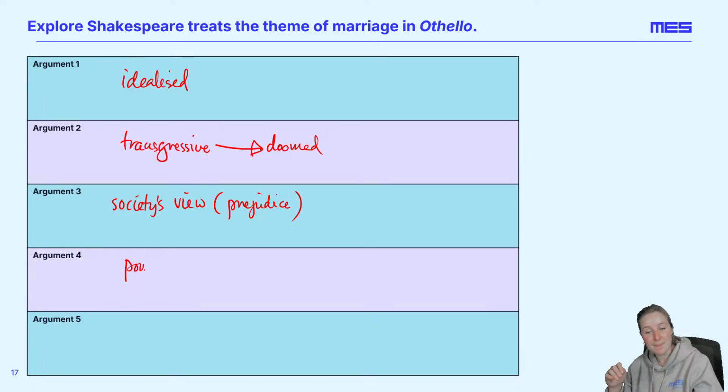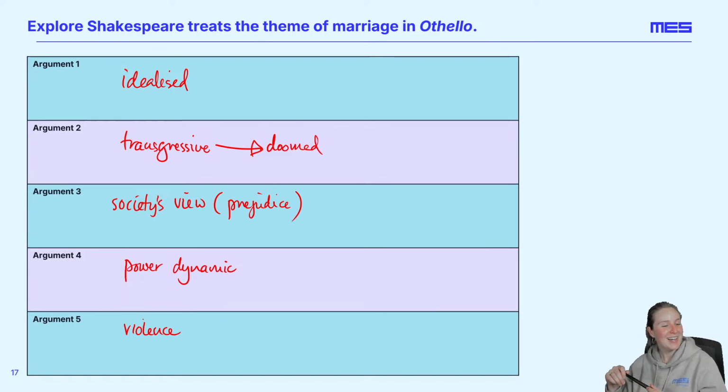We could talk about the marriage of Desdemona and Othello with a power dynamic here. We could talk about the violence within marriage. We could talk about Emilia's views on marriage. We could talk about the consequences of marriage. We could talk about women's role within marriage, right? There's so much to do. However, this will all lead to your ideas in your own organization of your own arguments. These are just some ideas to get you started. Let me know what you think.